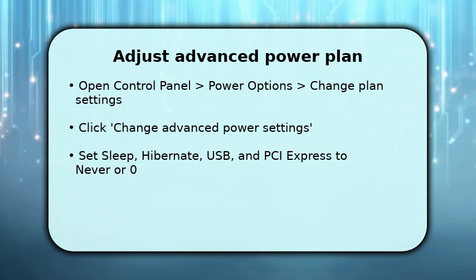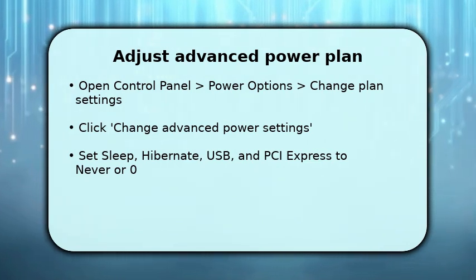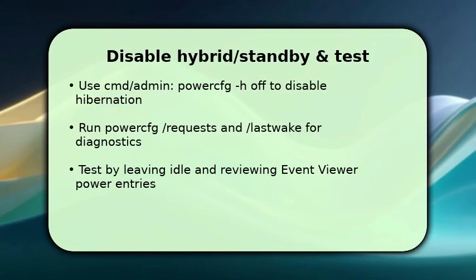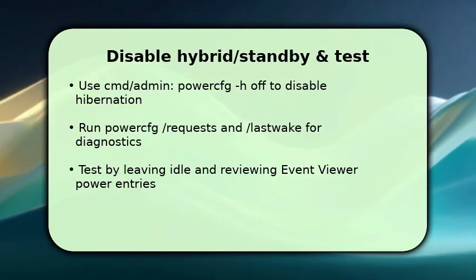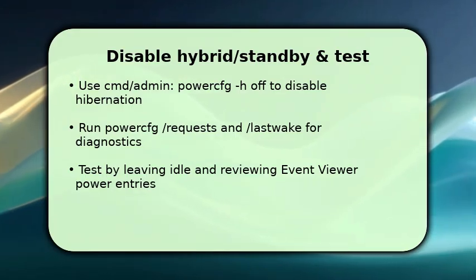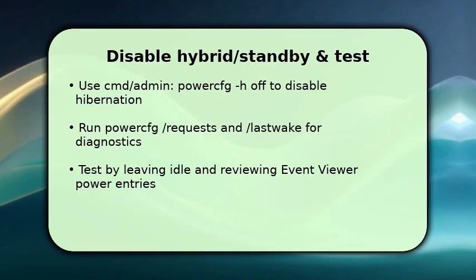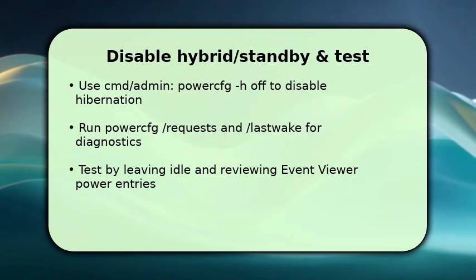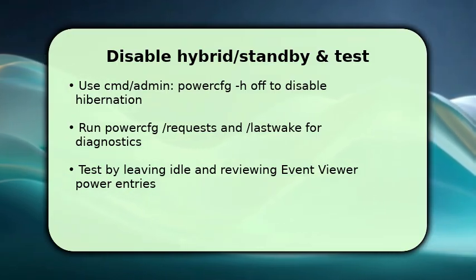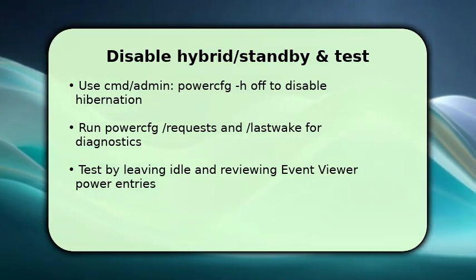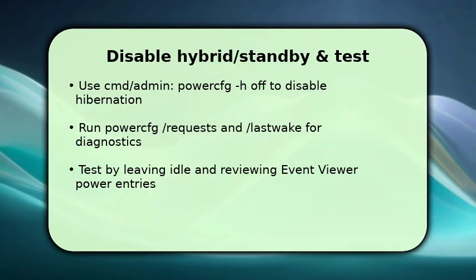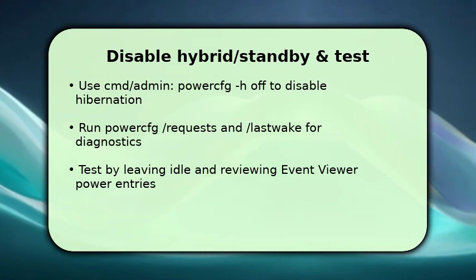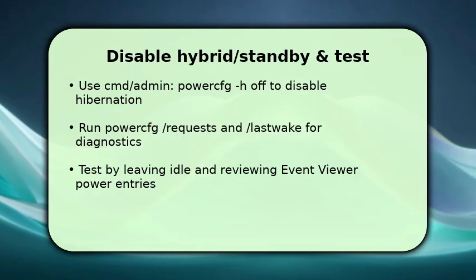These changes prevent deeper sleep states and device-triggered suspends. Finish by turning off hibernation and diagnosing blockers. Open an admin command prompt and run powercfg /h off to remove Hibernate and reclaim file space, which also stops hybrid sleep. Then run powercfg /requests to check processes preventing or forcing sleep and powercfg /lastwake to see recent wake sources. Test by leaving the PC idle and reviewing Event Viewer under System for Kernel-Power entries. If the PC still sleeps, check drivers and background tasks, update drivers, disable scheduled tasks, and rerun diagnostics.